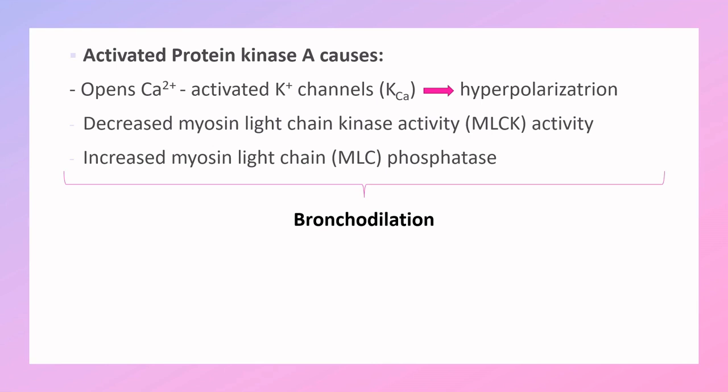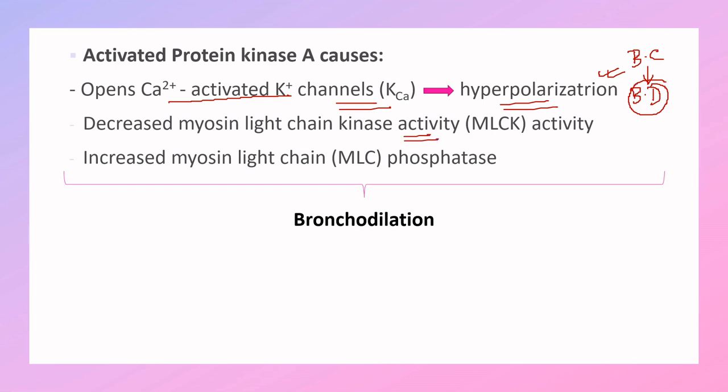Once protein kinase A has been activated, it is going to open the calcium activated potassium channels, and because of the activation of these potassium channels, there will be hyperpolarization. Hence, because of this hyperpolarization, the bronchoconstriction that occurred in the patient will be relieved and there will be bronchodilation.